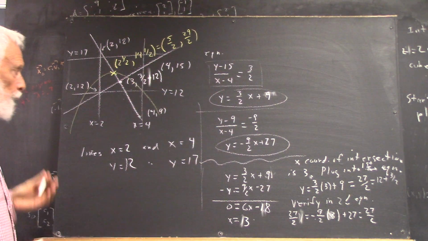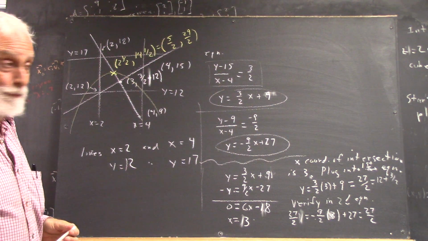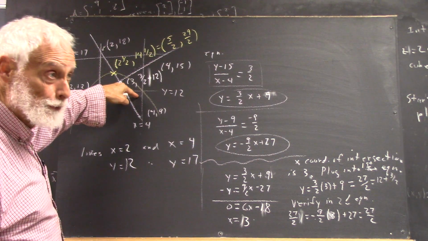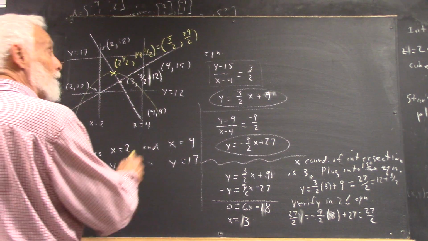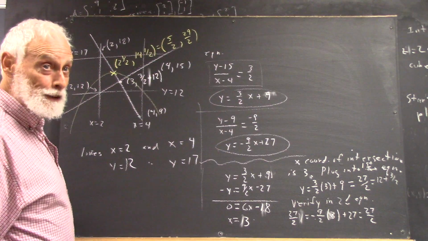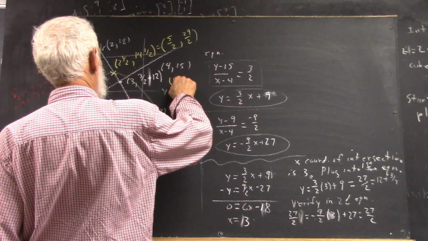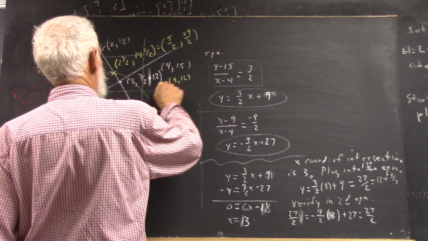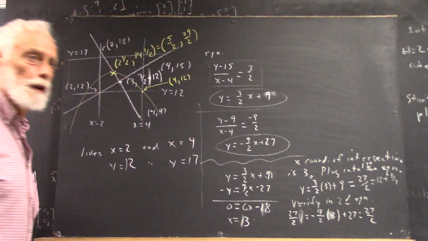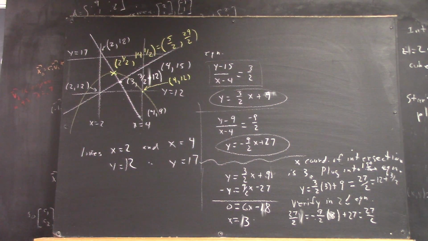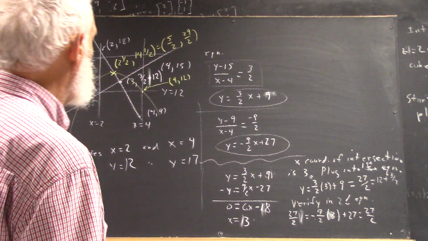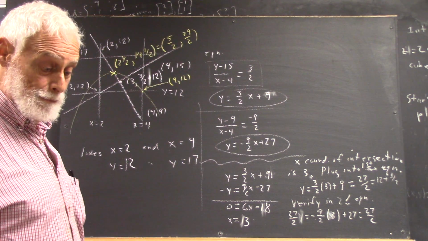Now, what's another point on the parabola? Well, I just happen to have hit this one, right? So we'd be foolish not to use it, because it's going to be nice whole numbers. So it's (4, 12). Okay? Now, how do we get the equation of the parabola?